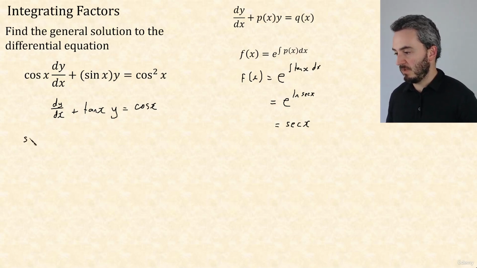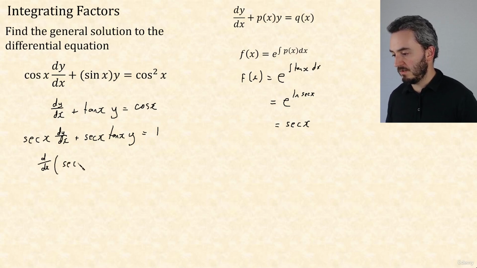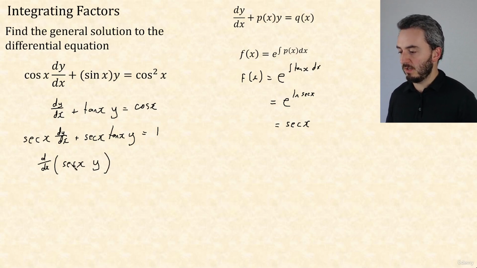Right, let's do that. Sec x dy by dx plus sec x tan x y, and then cos x times sec x is 1. This is now the derivative of sec x times y. Let's just do a quick visual check. u v dash plus v u dash. Yes, derivative of sec x is sec x tan x.